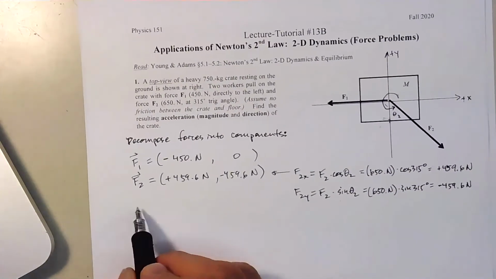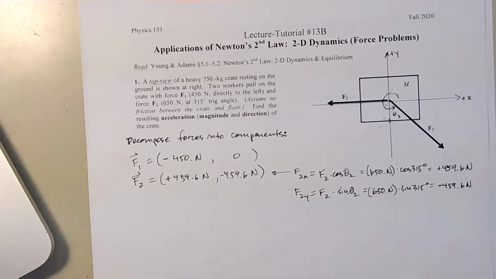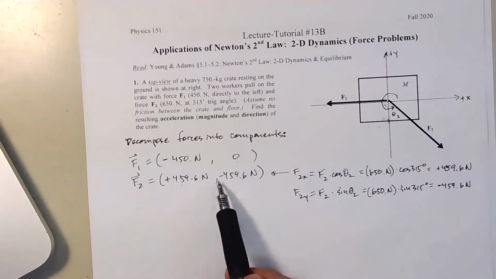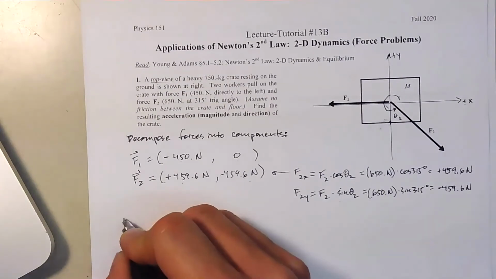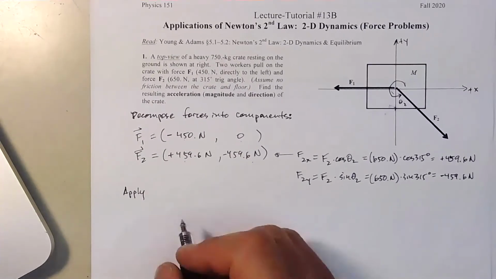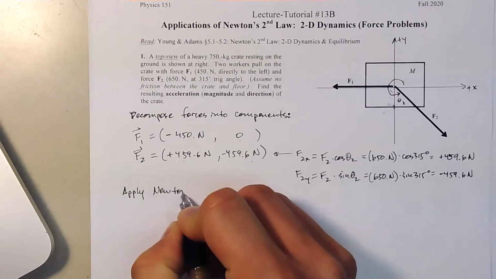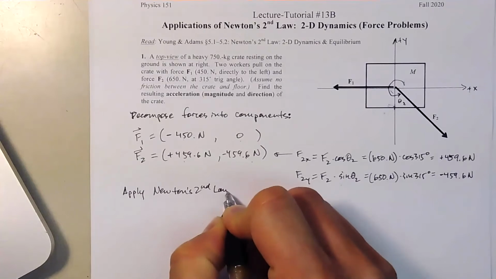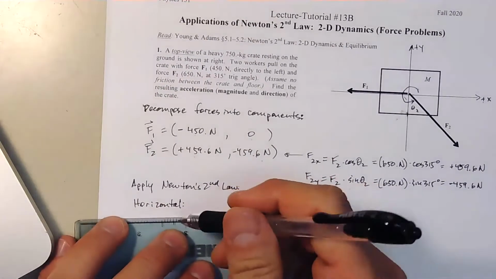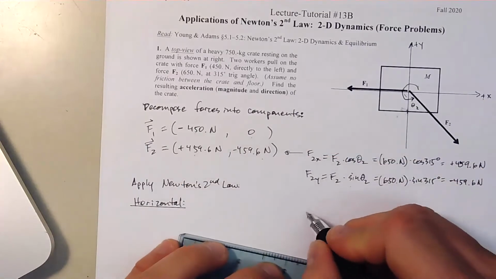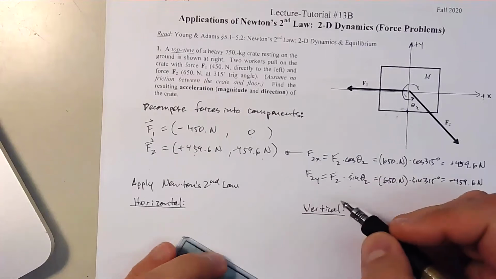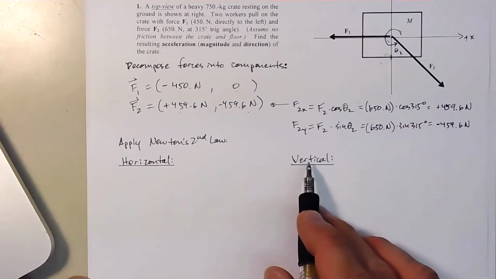Okay, now we can go ahead and say, great. Now we know what F1x is, F1y, F2x, F2y. That's all of our forces and components. So now we can apply Newton's second law. This is where I'm going to diverge from my uploaded solutions a little bit. We'll apply Newton's second law now, horizontal and vertical. And what this will do is it'll allow us to find the acceleration horizontal component and acceleration vertical component.